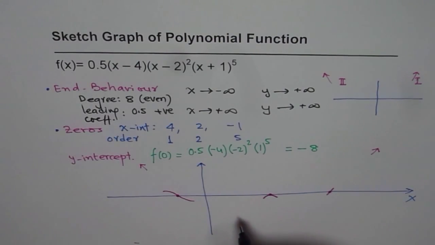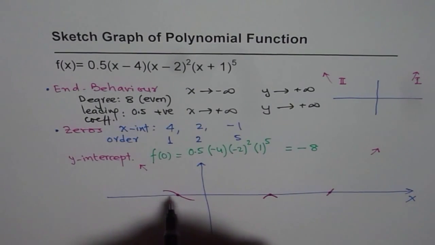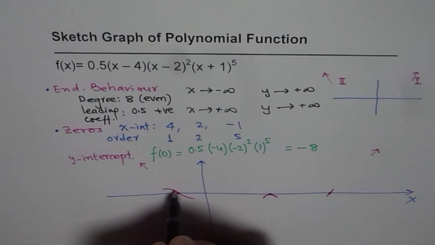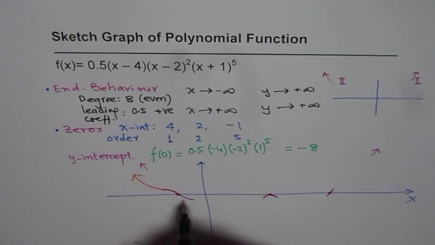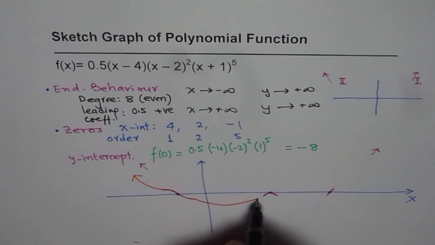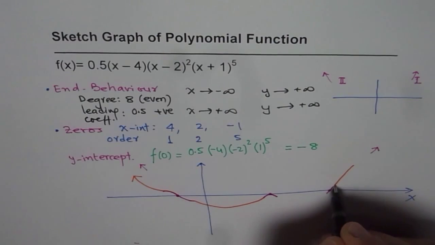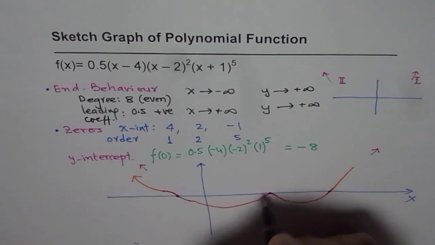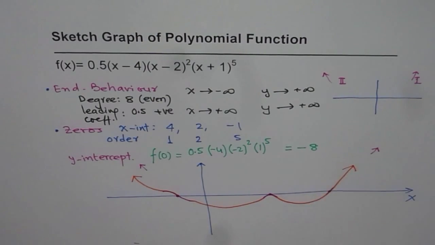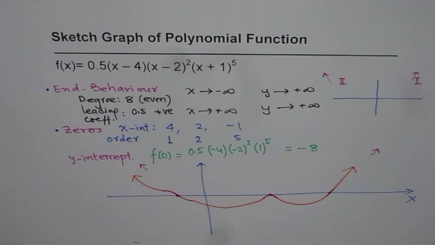Now we have all the required information to sketch. So let's just join these points and sketch our graph. So we can say, well, this side it has to go up. So let's go up like this, and here is like a tilde, right? And it goes kind of like this. Join it, and then it has to go like this up. So we'll just go like this with a smooth graph, and let's join it like this. So that becomes the graph of our polynomial f of x, which is 0.5 times (x minus 4) times (x minus 2) whole square times (x plus 1) to the power of 5, correct?